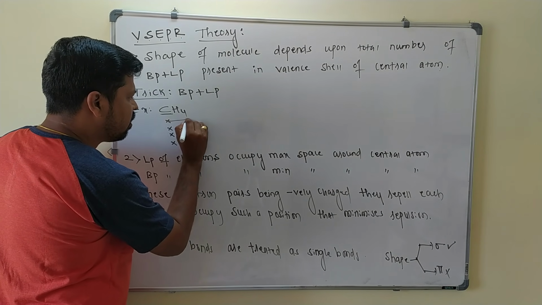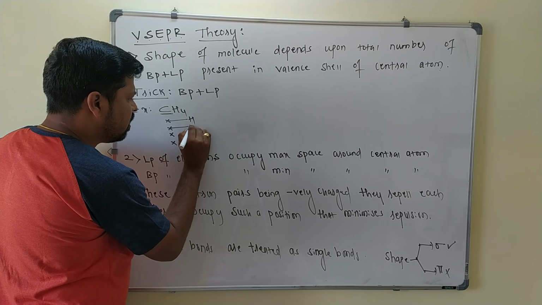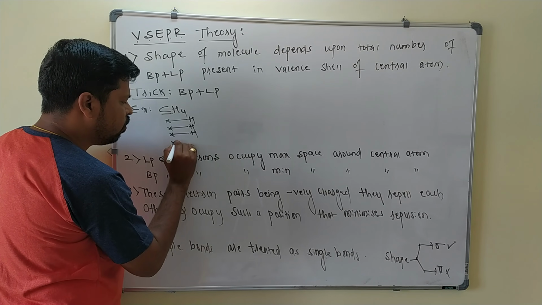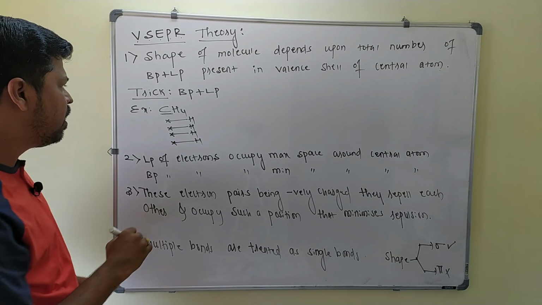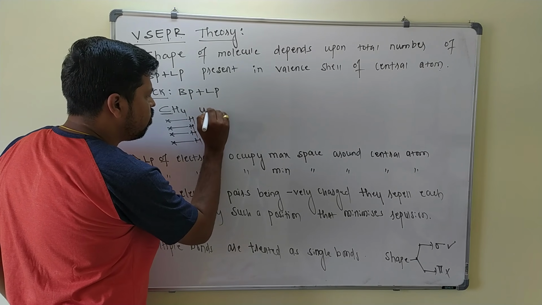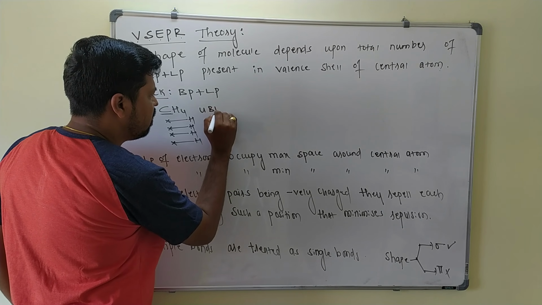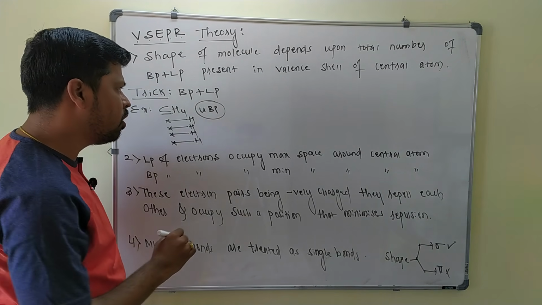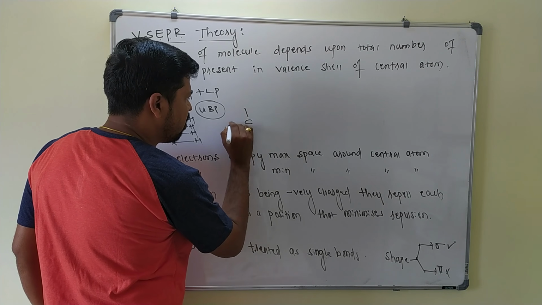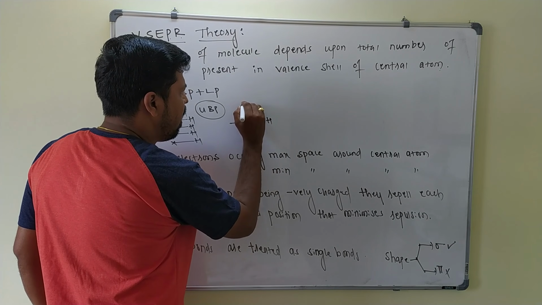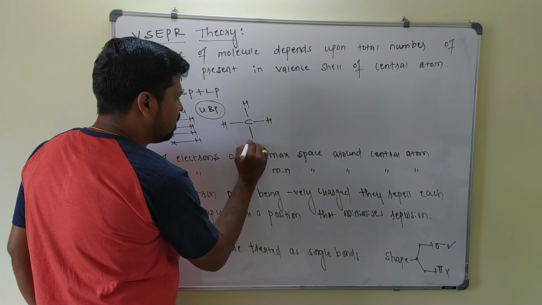Out of 4 valence electrons, one electron is used for bond formation with each hydrogen. In total, how many bonds are formed here? 4 bonds are formed. That's why this molecule has 4 bond pairs. You can write it like this. Now this carbon is surrounded by 4 hydrogen atoms like this.